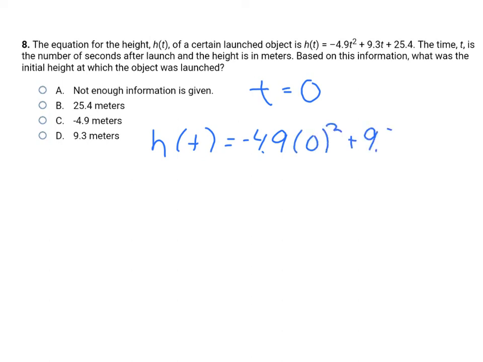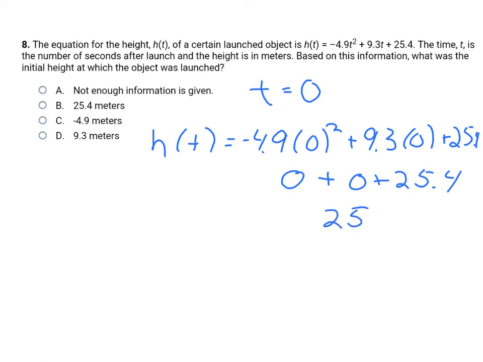And so working with 0 is pretty darn exciting because when you multiply something by 0, it's just automatically 0. So these first two terms are just going to become 0. So I'm going to have 0 plus 0 plus 25.4, which is just 25.4. So that means my initial height is 25.4 meters, which is B.